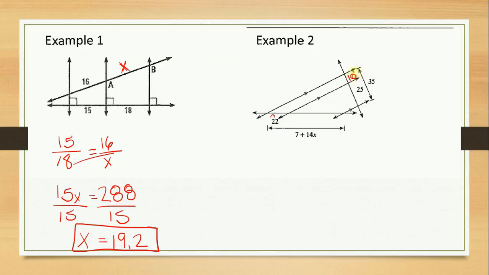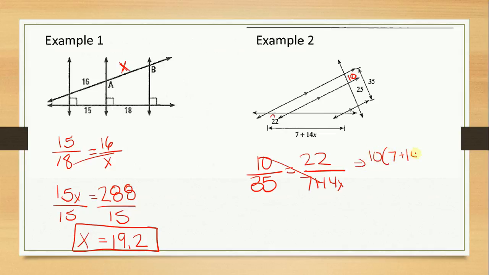But I could set little piece over little piece equals full side over full side, because that's something that we can do with this method as well. So actually, I'm going to go 10 over 35. So little piece over big side equals little piece over big side. Like that. 10 times that, so I got 10, 7 plus 14x equals 35 times 22, which is 770.